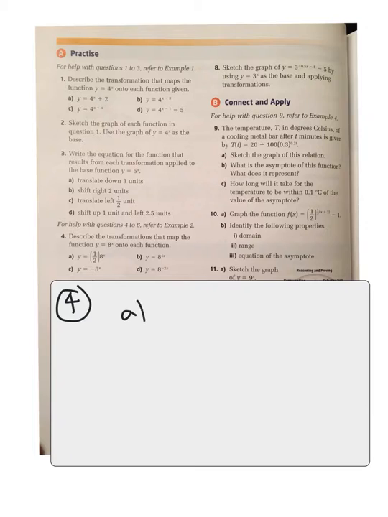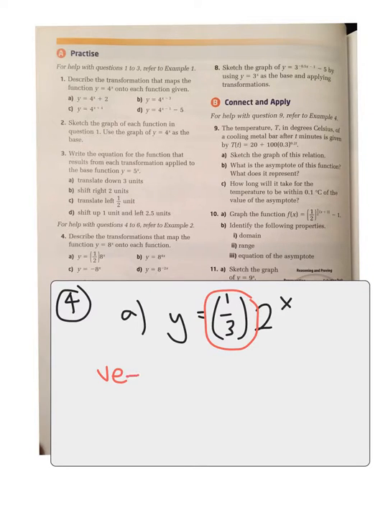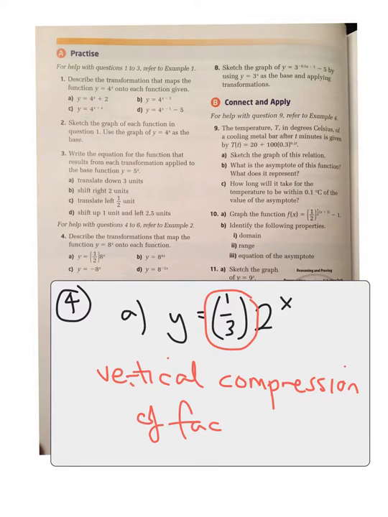Question 4 here says describe the transformation. So we'll look at the graph we were looking at before, which is, say, 1/3 times 2 to the x, and we know that the number in front multiplies the y, so therefore it's a vertical compression because it's less than 1. And the compression is of factor 3, but of course if you put factor 1/3, you wouldn't get it wrong. You're dividing the y value by 3, so the factor is a factor of 3, or multiplying by 1/3, same thing.